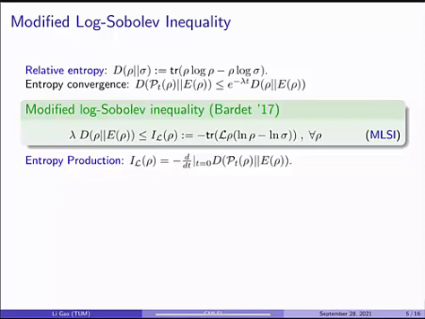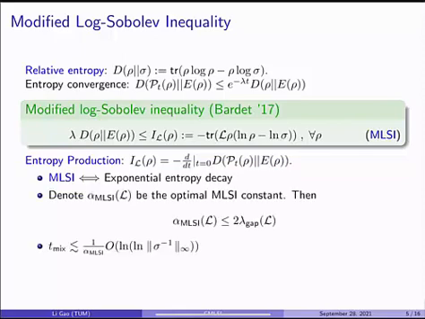And by this equation, it's easy to see that the modified log-Sobolev inequality is basically equivalent to the exponential decay of entropy convergence. If you take a derivative of the exponential decay of entropy, you get the modified log-Sobolev inequality, or if you integrate the modified log-Sobolev inequality, you get the exponential decay of entropy. So in short, we will just say the modified log-Sobolev inequality as MLSI, and we denote alpha MLSI as the optimal constant such that this inequality holds.